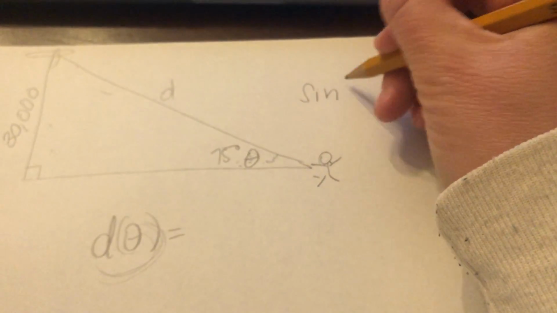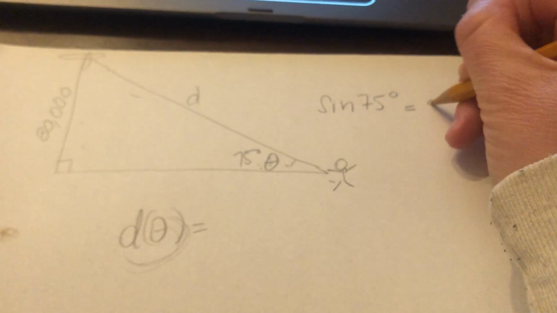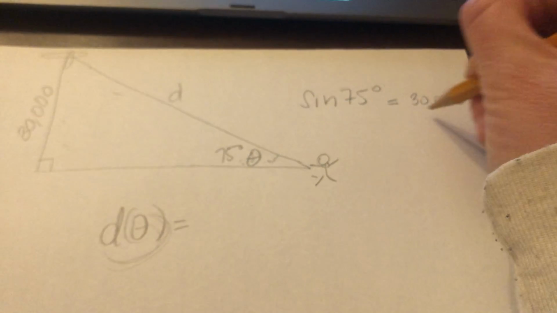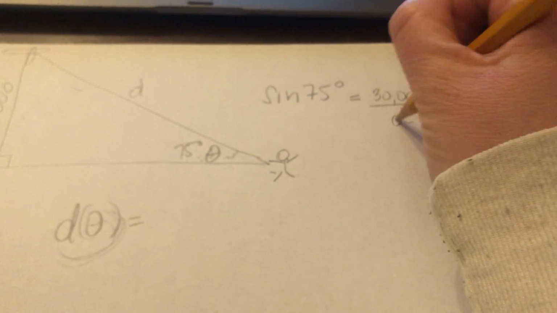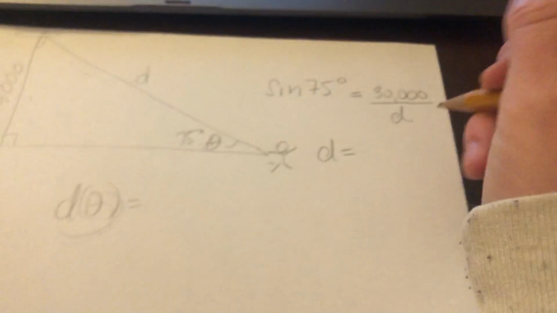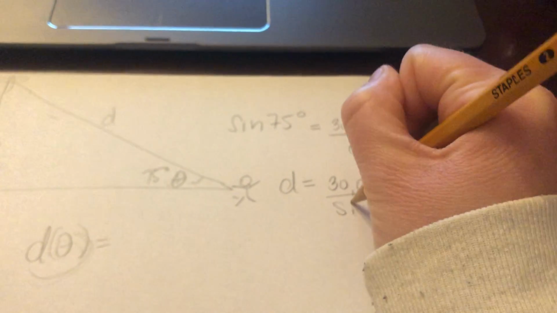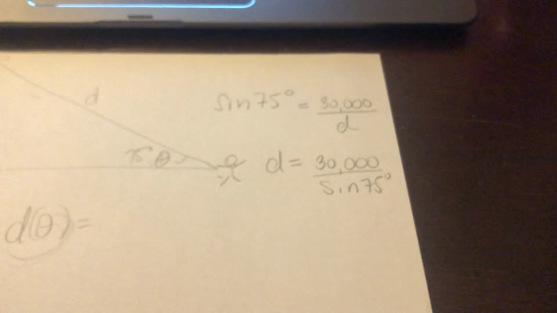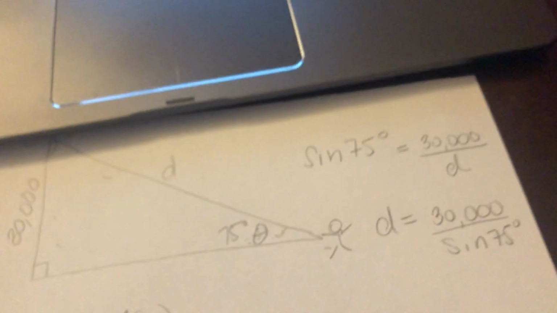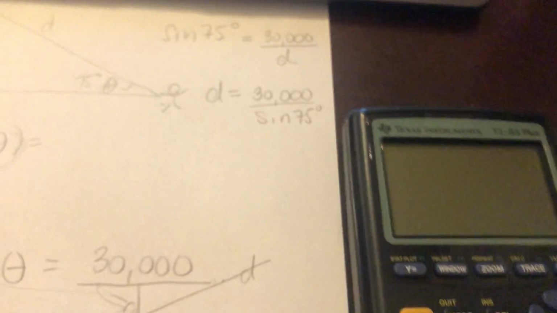So I'm going to just use sine. The sine of 75 degrees equals my opposite side, 30,000, over D. And then again, how do I solve for D? D equals 30,000 over the sine of 75 degrees. So we have to put that in our calculator. Let me get my calculator right here. First, make sure that you're in degrees in the settings.